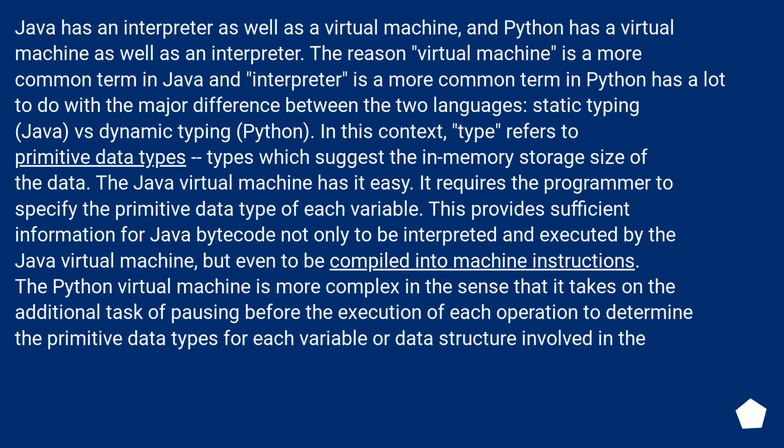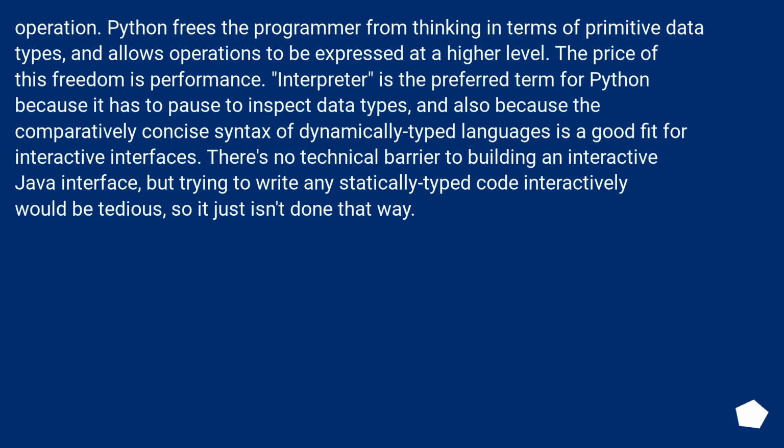The Java virtual machine has it easy. It requires the programmer to specify the primitive data type of each variable. This provides sufficient information for Java bytecode not only to be interpreted and executed by the Java virtual machine, but even to be compiled into machine instructions. The Python virtual machine is more complex in the sense that it takes on the additional task of pausing before the execution of each operation to determine the primitive data types for each variable or data structure involved in the operation. Python frees the programmer from thinking in terms of primitive data types, and allows operations to be expressed at a higher level. The price of this freedom is performance.